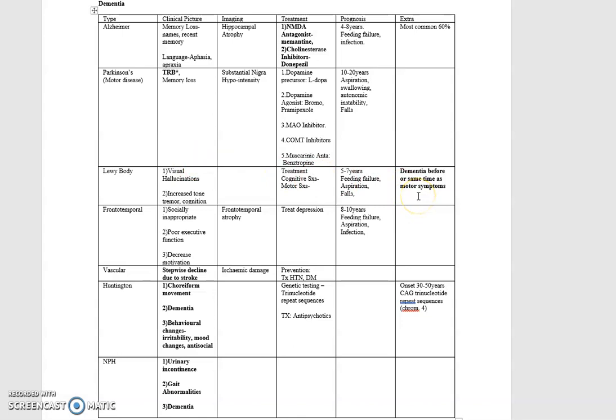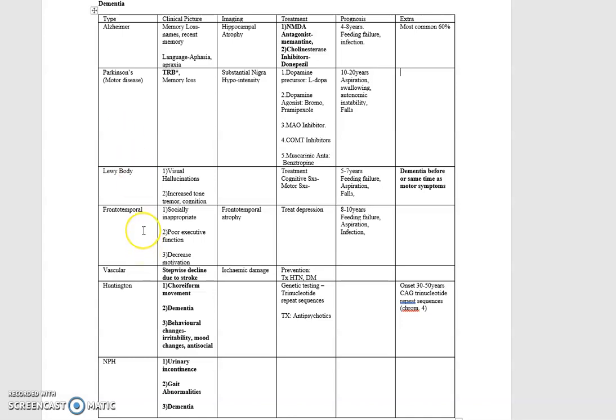I'm highlighting most of the questions. What are the things they want to check? These are the things I've put in tick. They want to check dementia, the memory problem, before or at the same time as motor problems, in contrast to Parkinson's disease, in which you have the motor symptoms most commonly coming before the memory problems. Very important to be able to differentiate between Parkinson's disease and Lewy body dementia.